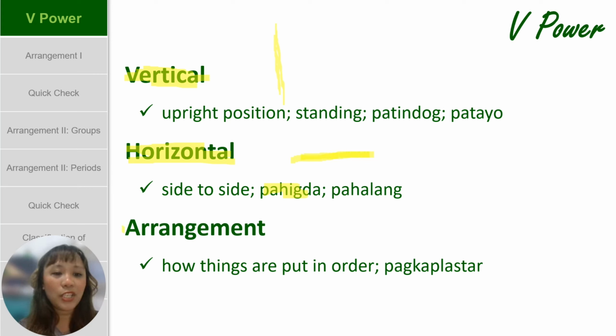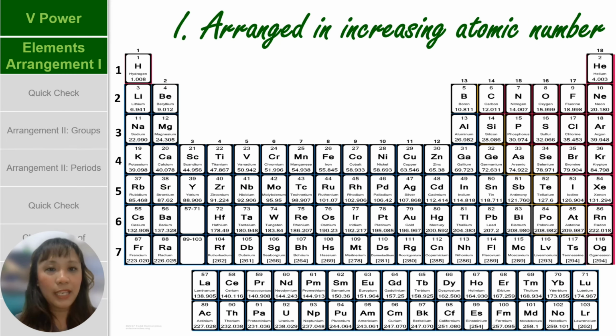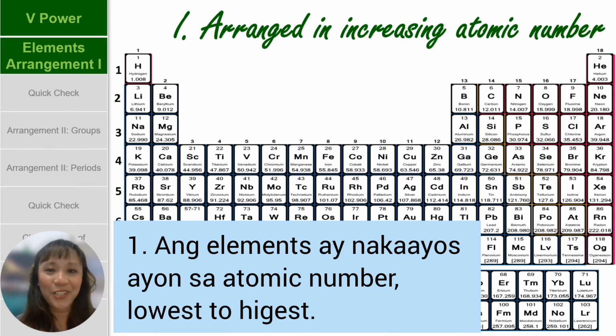And then the last one is arrangement, how things are put in order, or pagkaplastar. So when your teacher will say, arrange your chairs, get your chairs, and then iplastar siya nga pas straight line para nami tulokon. The elements in the periodic table are arranged in two ways.